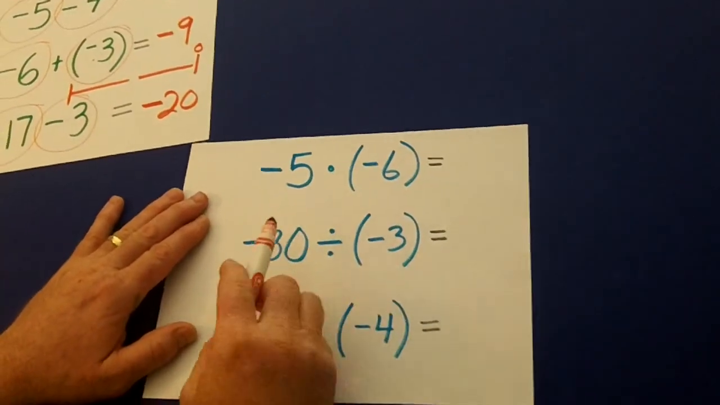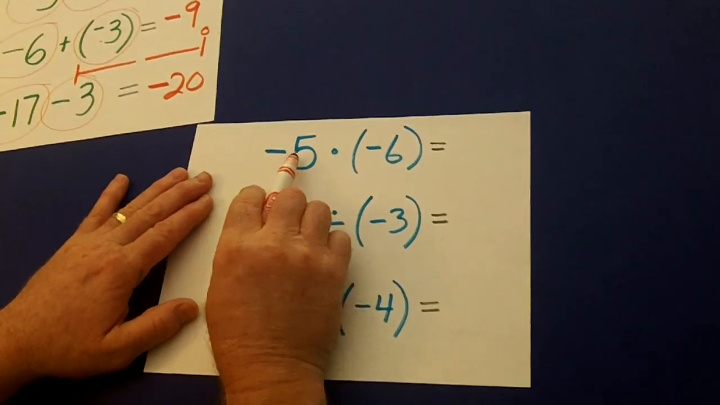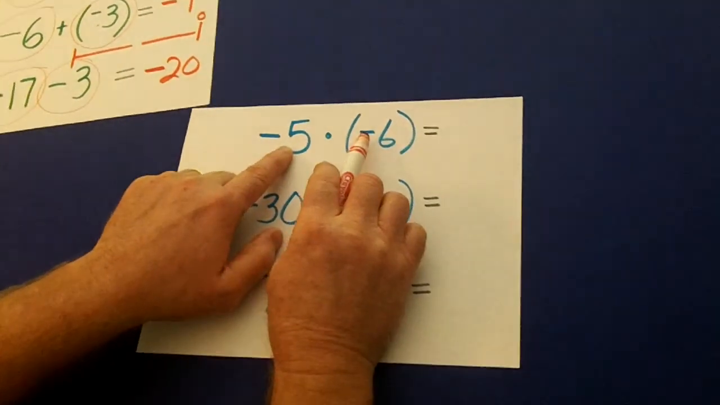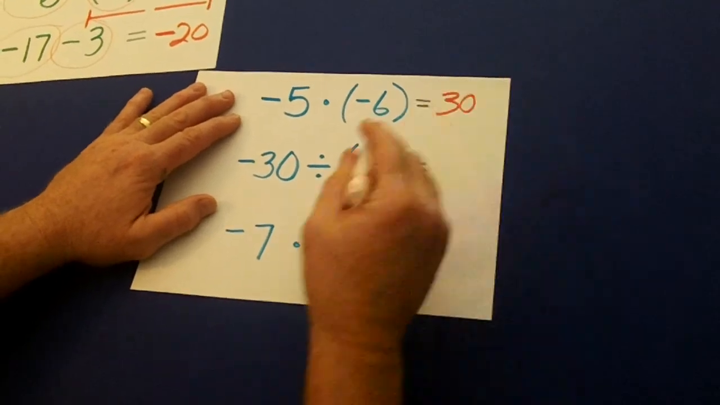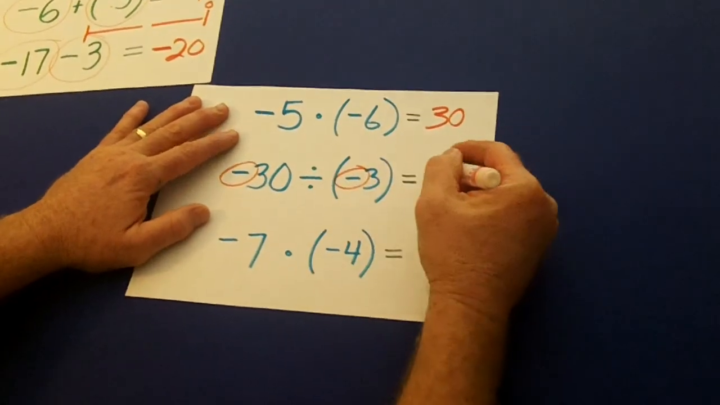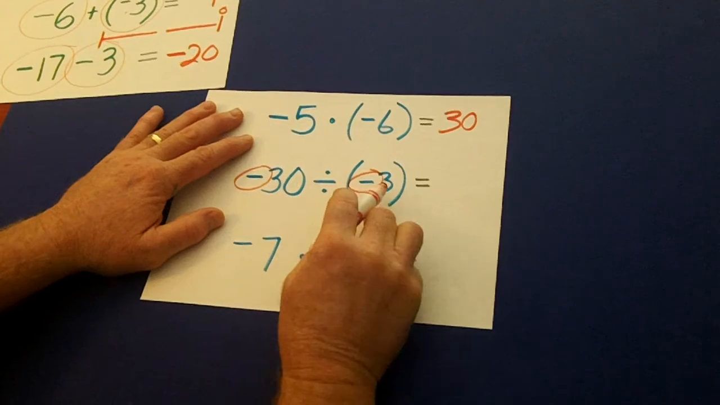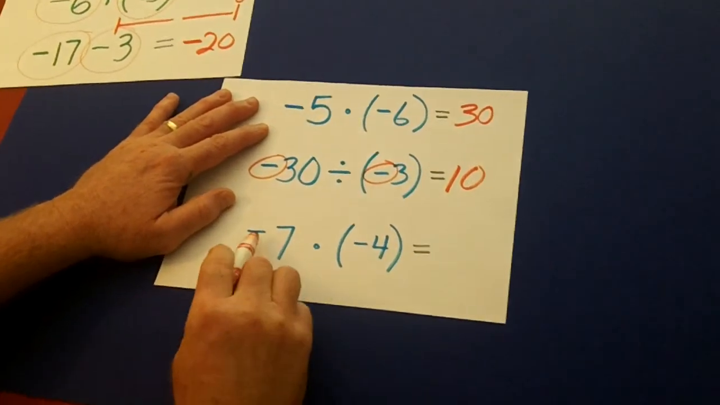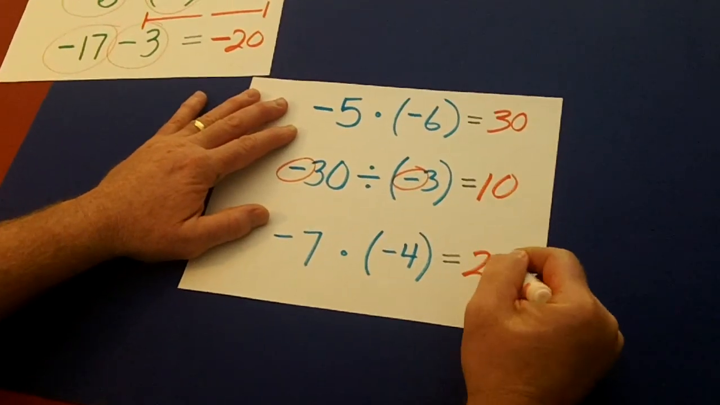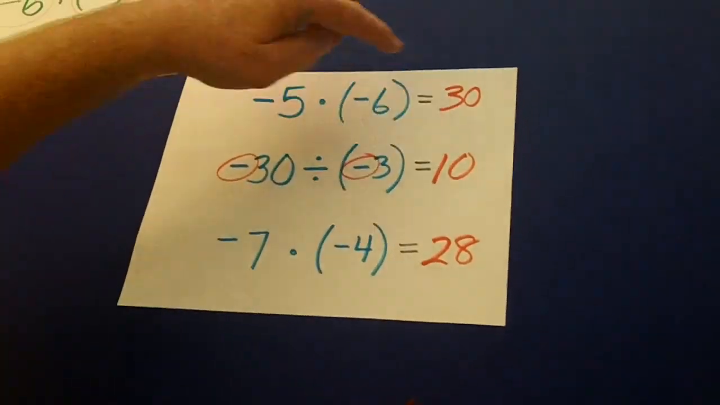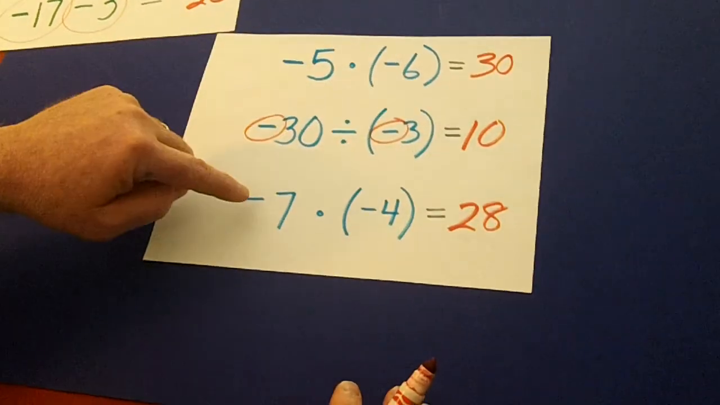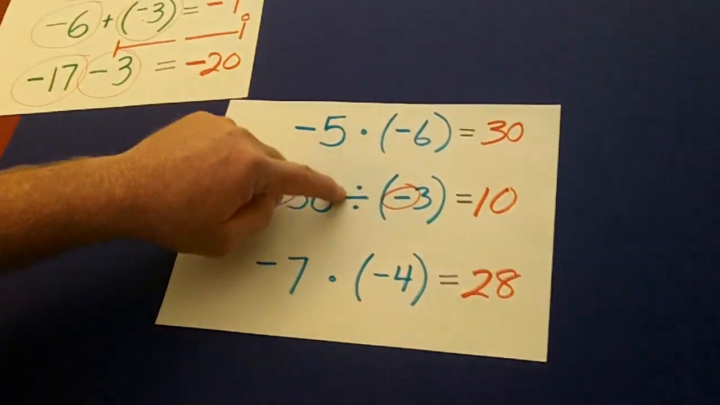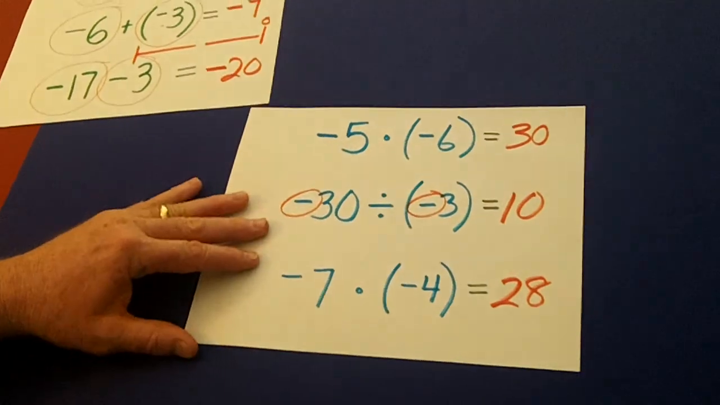Now that is not the same as when you multiply and divide. Here the rule is when you multiply two numbers that have the same sign, it's positive. Negative times a negative is positive. Negative divided by a negative is positive. So 5 times 6 is 30. 30 divided by 3 is 10. 7 times 4 is 28. Then two negatives with these signs will always equal positive answers. Okay?